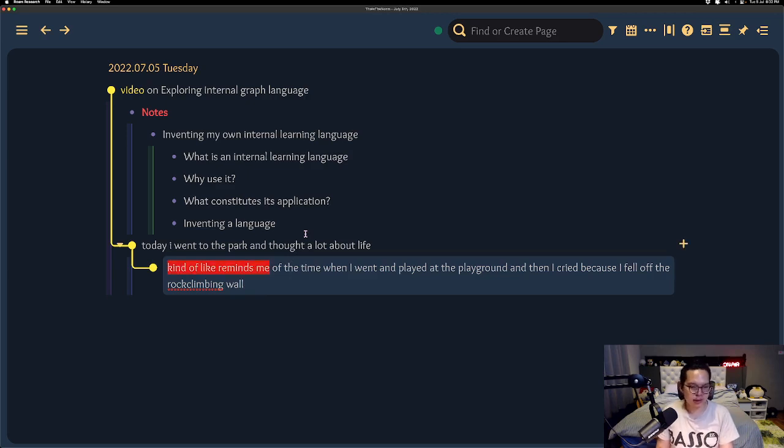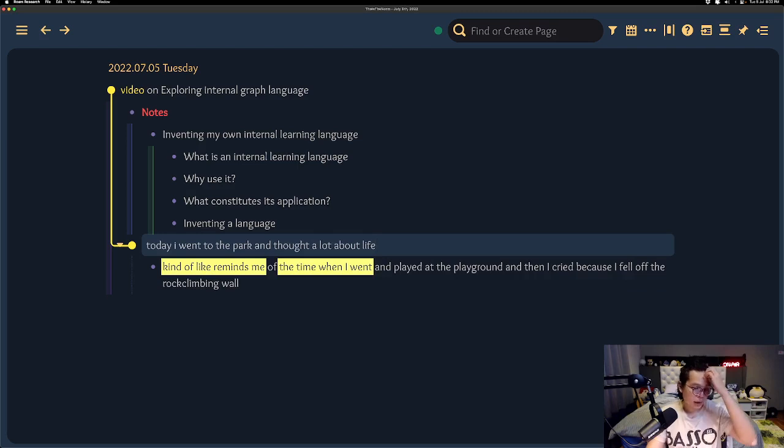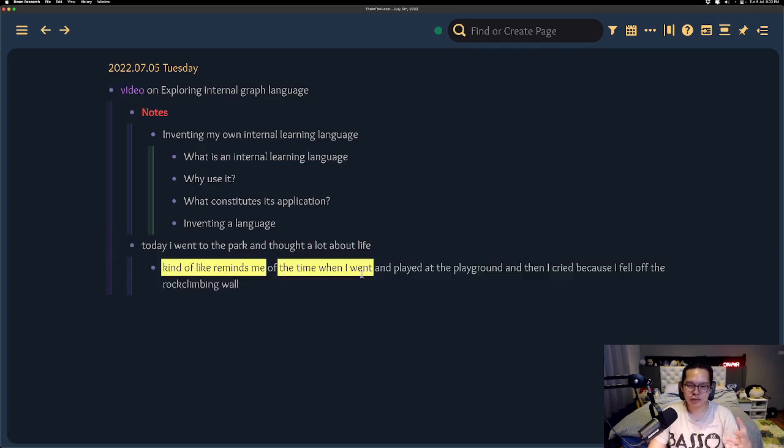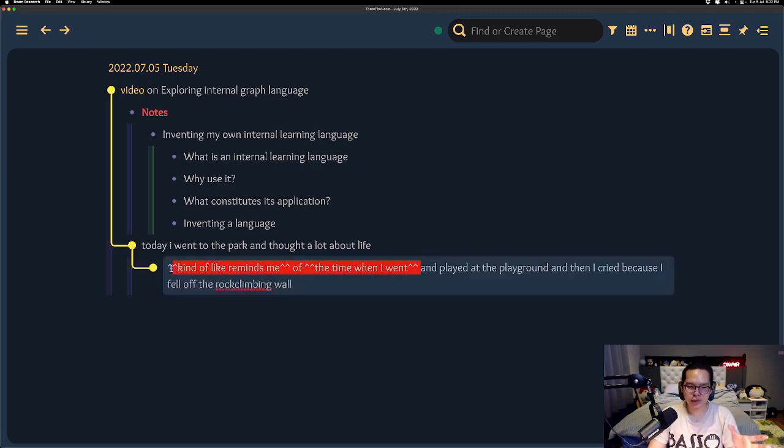So things like this. And also things like this. So in this example, if I went to the park and I thought about life, kind of like reminds me of the time when I went, and then insert detail of a memory which happened, you would really glaze over and not really pay attention to this. This isn't actually valuable to your graph.